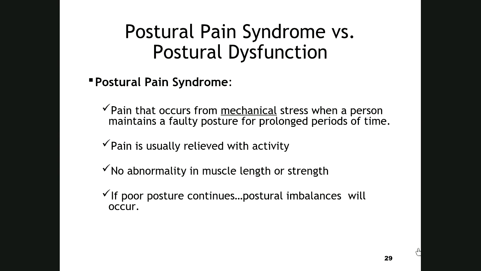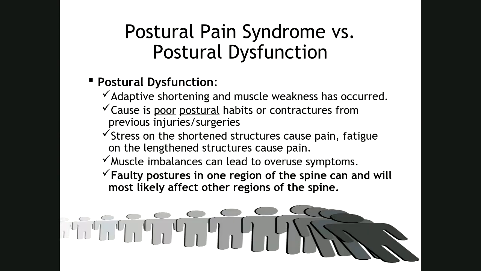Okay. Now we go into postural dysfunction. So postural dysfunction is that patient that has continued that faulty posture. Because of that faulty posture, he does it at work, he does it at home when he's on the computer. So now there's adaptive shortening. So muscles have gotten short, some muscles have gotten weak. The cause is obviously going to be poor postural habits, and contractures also can be due to previous injuries or surgeries, but it's mostly due to poor postural habits.